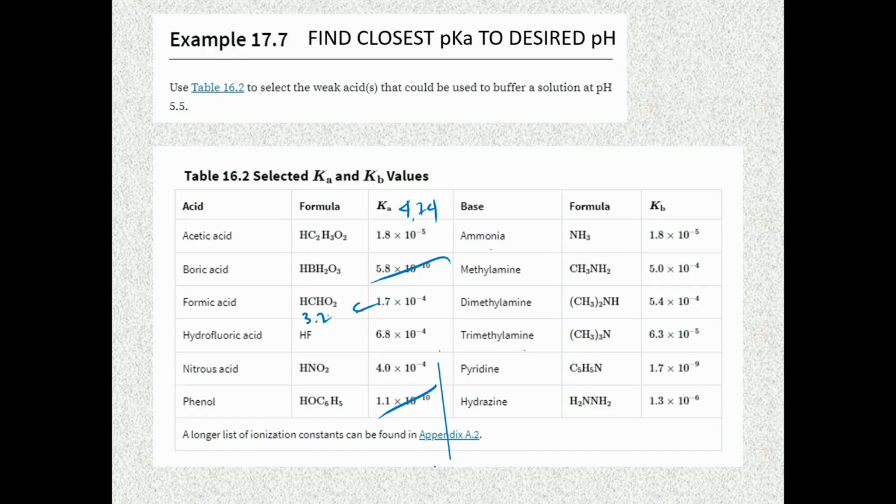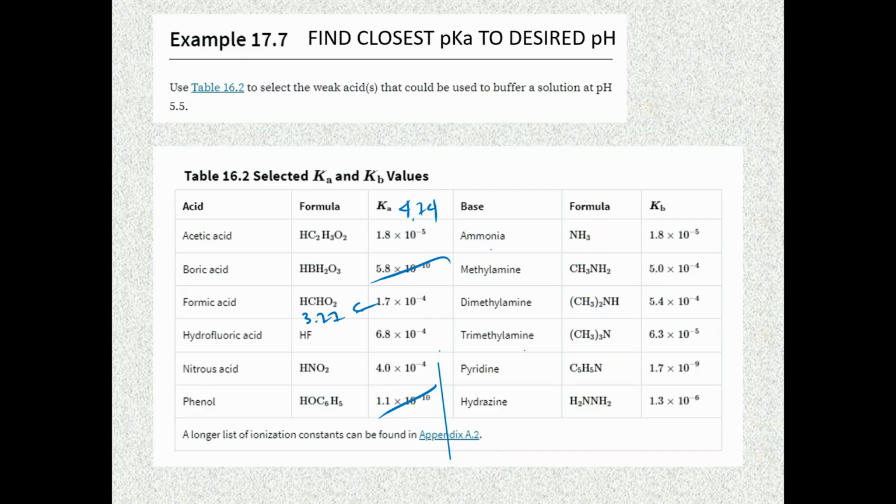That's 3.77. So the first thing I want to look for is one where the exponent is preferably 1 greater than what I want. Preferably, I'd like something with 10 to the minus 6. If I want a 5.5 pH, I want something with a 10 to the minus 6. It's not giving me that. If I can't find one that's 10 to the minus 6, I'm going to go for one that's 10 to the minus 5 or 10 to the minus 7.